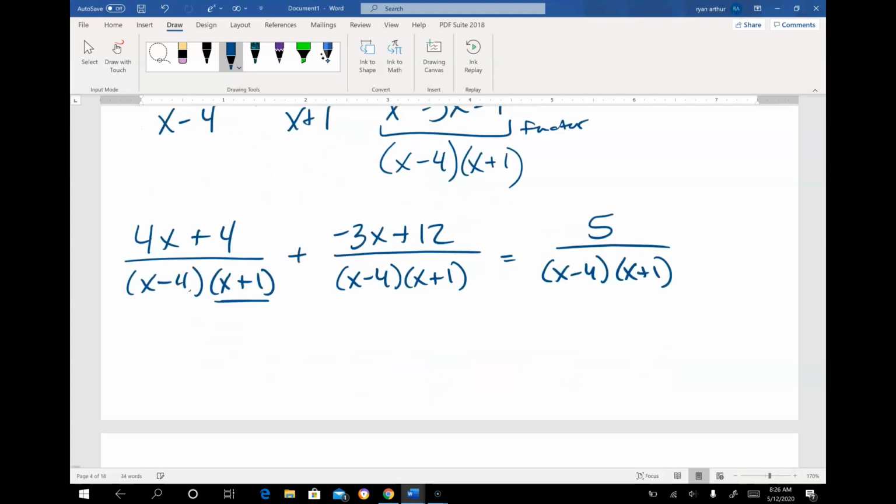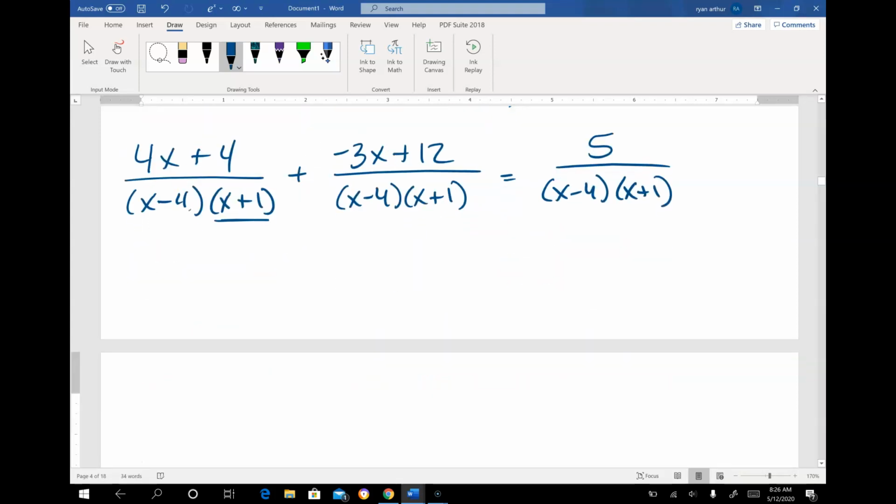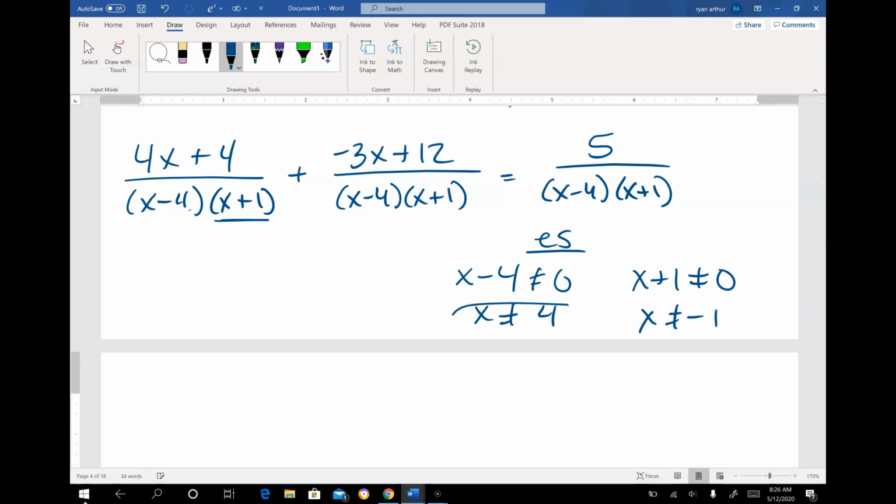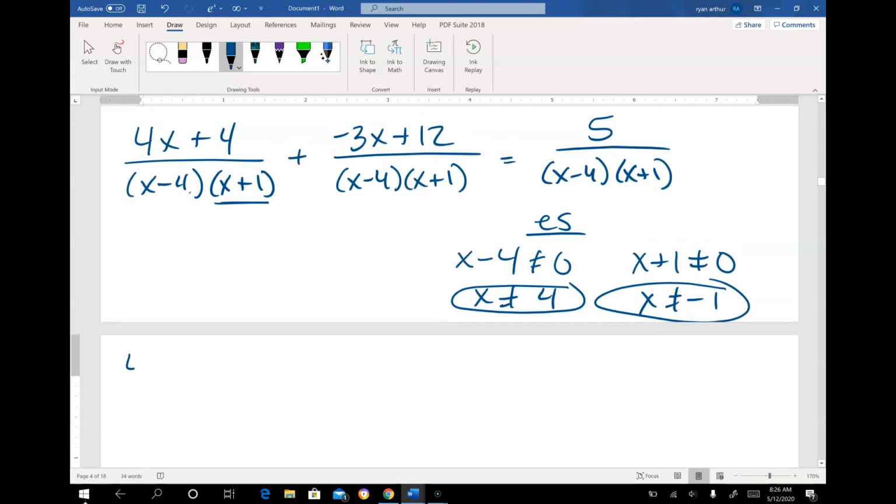Now, extraneous solutions. Let's talk about extraneous solutions. X minus 4 can't equal 0, so x can't equal 4. X plus 1 can't equal 0, so x can't equal negative 1. So those are my two solutions that it cannot be. So we've got to keep an eye out. Now that we've got the denominators alike, let's bring down the numerators.